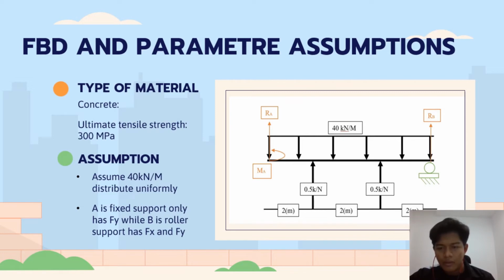From one pole to another pole, we have a 2 meter distance, and at point A we make our moment, so it will be moment A. At point A, it only has Fy. Another point we assume as point B. Point B is a roller support that has Fx and Fy. That's all from me. Thank you.